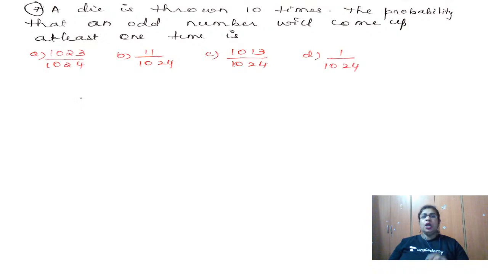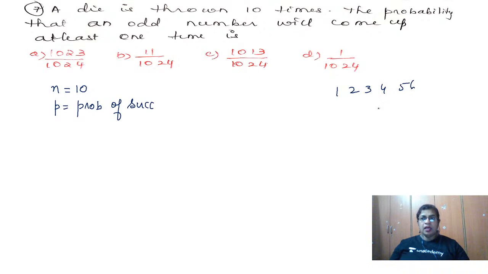Okay, so whenever we have a Bernoulli trials binomial distribution question, we need to identify 3 things. One is n. What is n? n is how many times a die is thrown? 10 times. So n will become 10. Next, p stands for probability of success. Who is the success? Odd number. When you toss a die, 1, 2, 3, 4, 5, 6, what is the probability of getting an odd number? It is 3 by 6, which is equal to 1 by 2. So probability of success is 1 by 2.